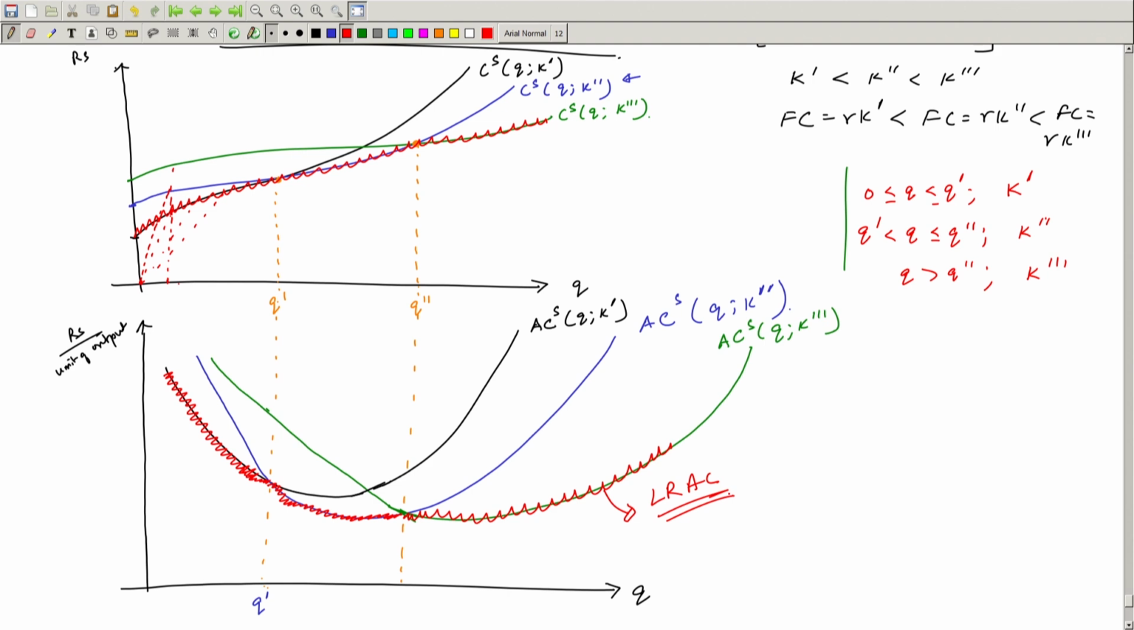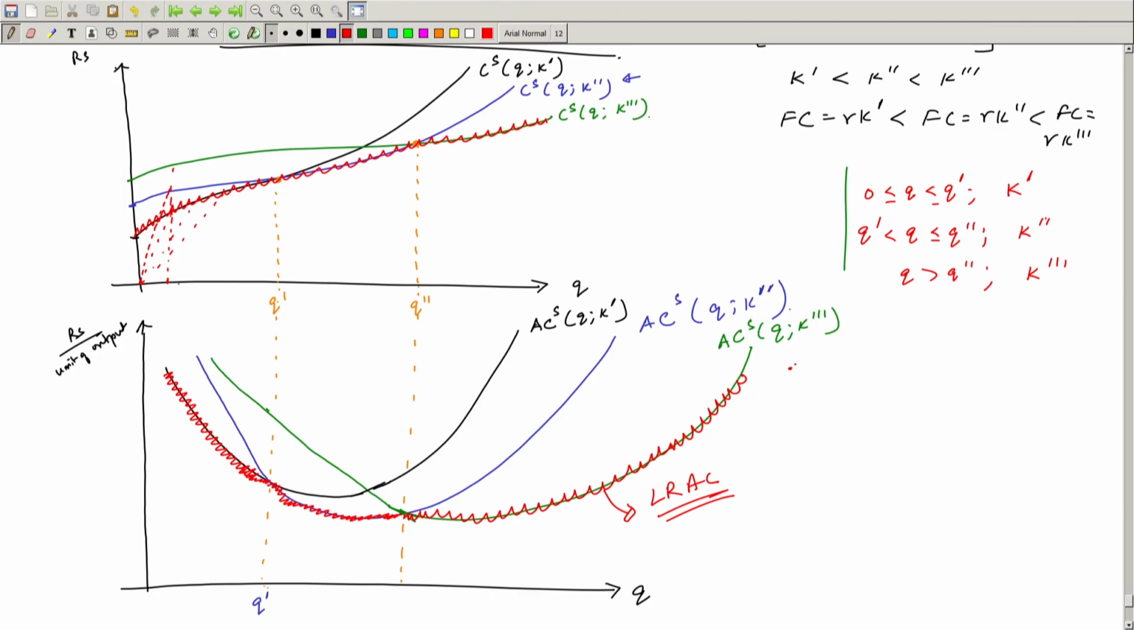So, just as the long run cost curve was tracing the lowest portion of the corresponding short run cost curves, the long run average cost curve will also trace out the lowest portions of the corresponding short run average cost curve. So, let me just put that on the board, right.